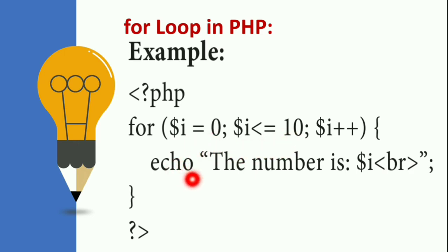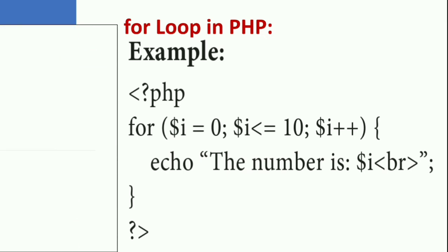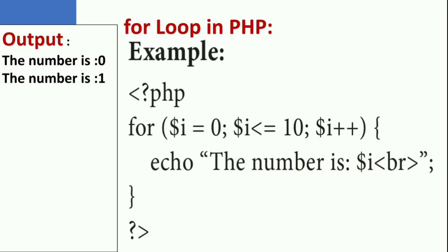And this echo statement should be printed 11 times, and here we do have $I. So in this place the value of this variable will be printed. Each time the value is different. So let's see the output. Look at the output. At the very first time it says the number is 0. How is it 0? Because the initial value is 0. So it says the number is, and in the place of $I we write the initial value.